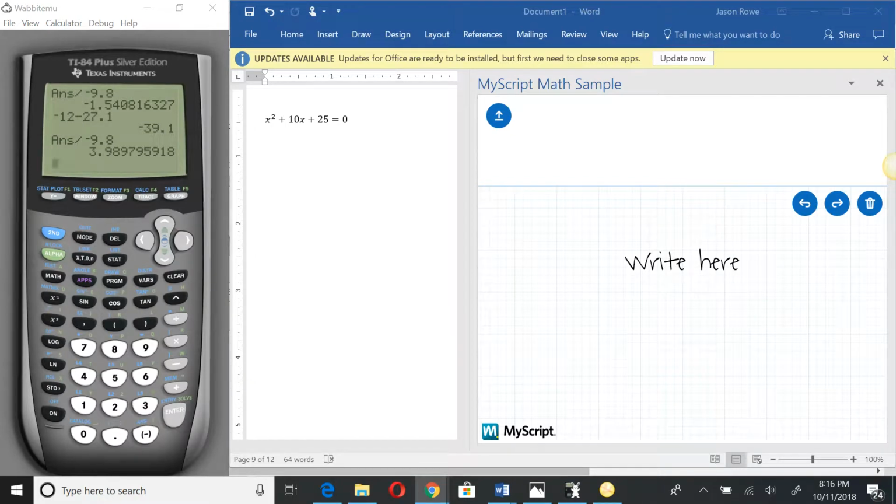This is Mr. Rowe. We're looking at lesson 11 in Algebra 2A. We're focusing on numbers 3, 4, and 5. These are the problems that require you to use the quadratic formula. So let's get started. So here's a simple example.